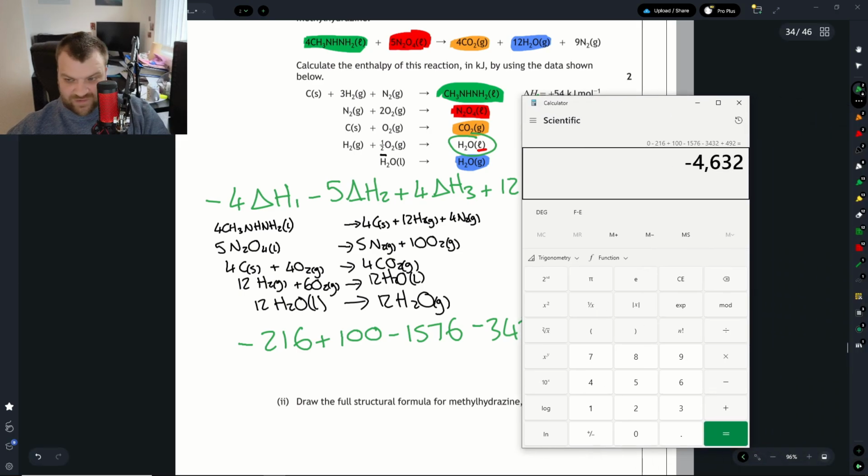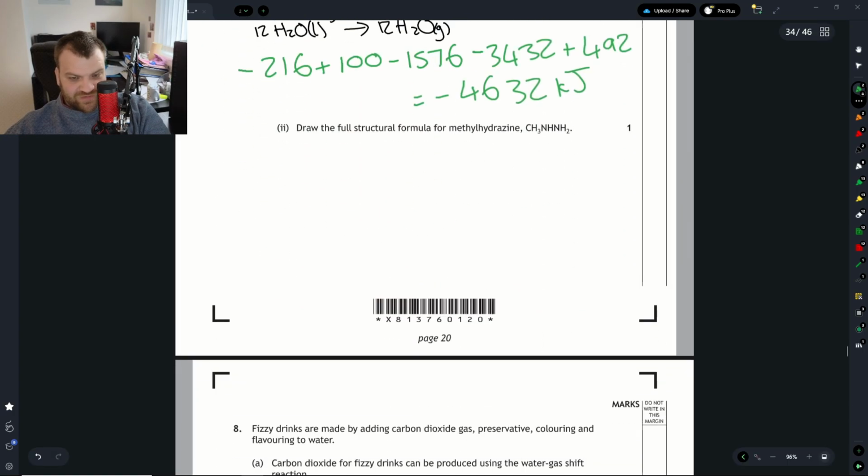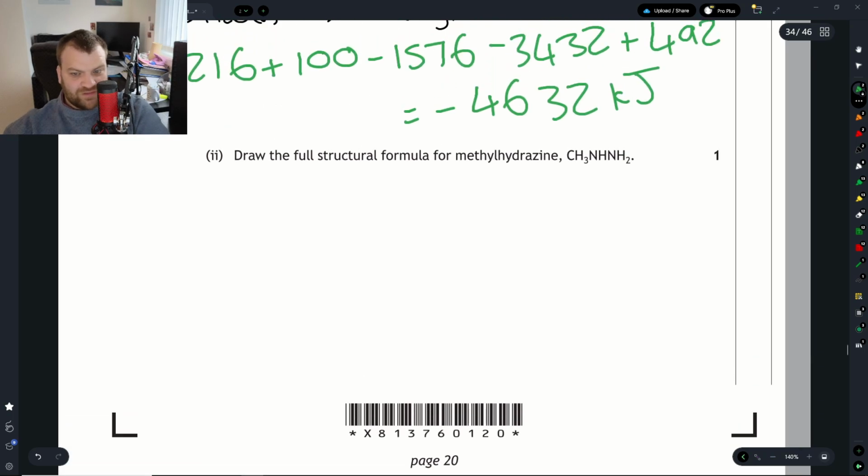And that gives us our final value of negative 4632 kilojoules as your answer. Next one, we have to draw out a formula for this chemical. We need to remember that carbon needs to make 4 bonds in total. Nitrogen in group 5 so needs to make 3 bonds. And hydrogen needs to make 1 bond.